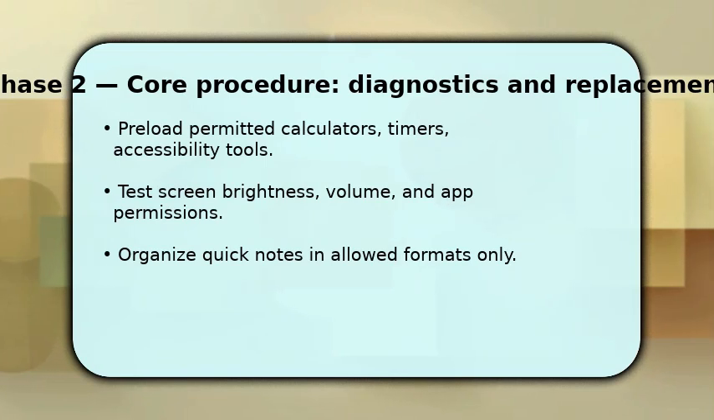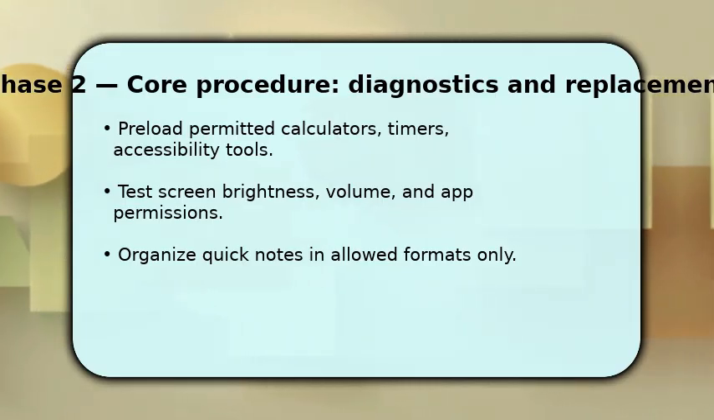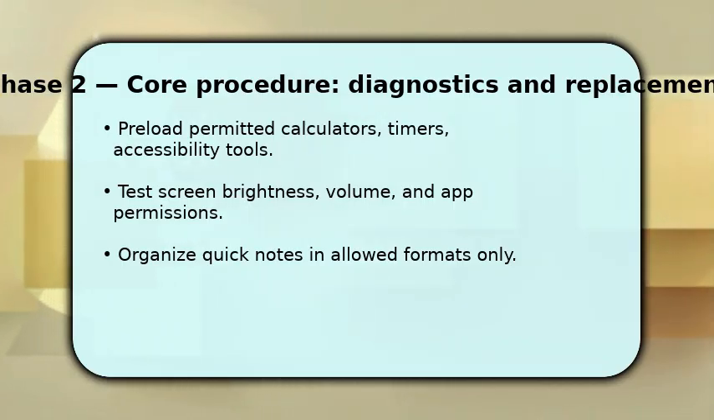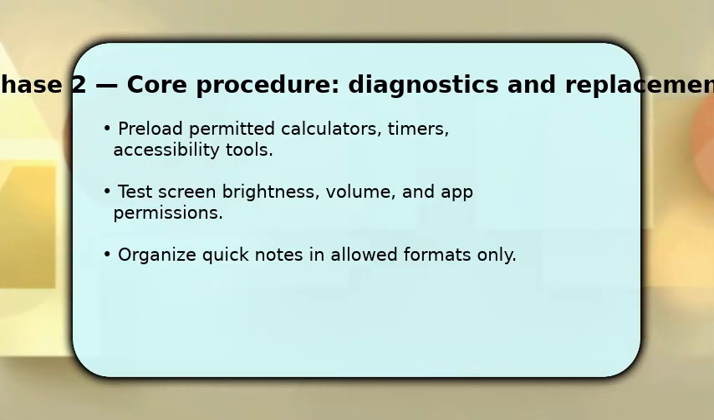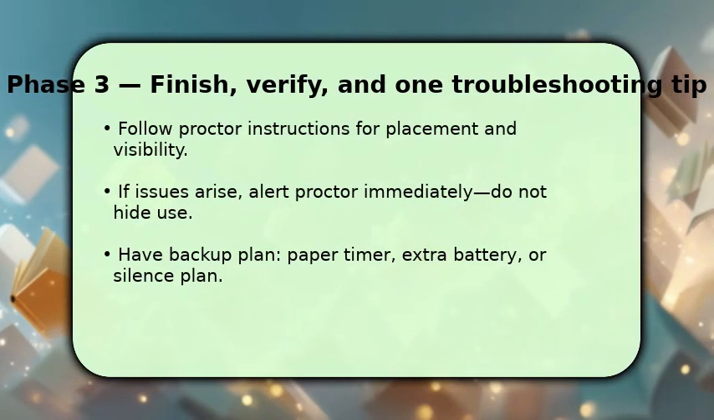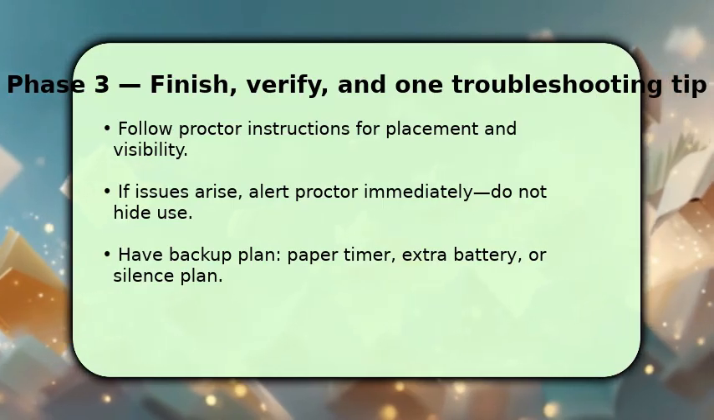Once permissions are clear, prepare the useful features you may legally use. For example, install or open the approved calculator, timer, or accessibility app and verify it works offline. Test brightness and volume so alerts won't interrupt others, and confirm app permissions won't trigger notifications. Arrange any allowed quick reference materials in the app's permitted format. Avoid storing forbidden notes. This preparation prevents technical delays and keeps you within the rules, letting you rely on your device for legitimate support. As the exam begins, place your phone exactly where the proctor requested and keep it visible.